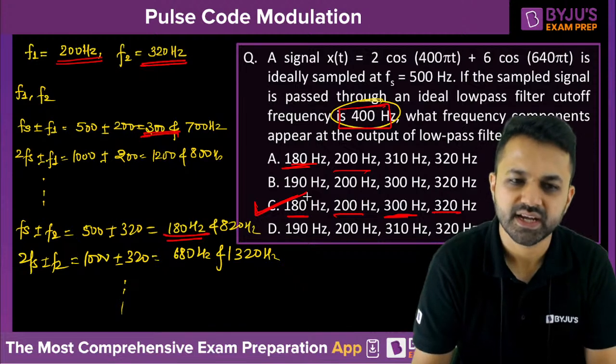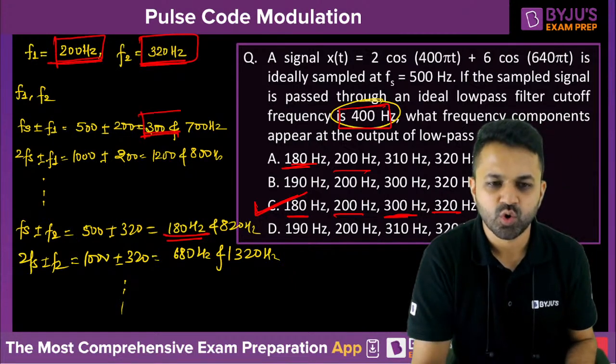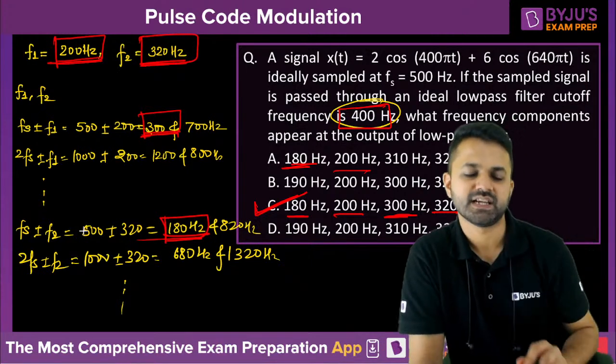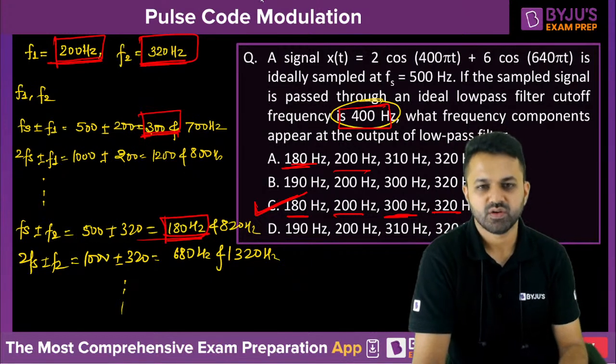Option C will be the right answer, because these are the frequency components which will pass through the low pass filter, because the low pass filter has the cutoff frequency 400. That means it will allow all the frequencies which are less than 400.